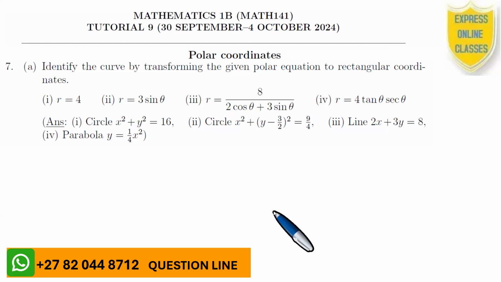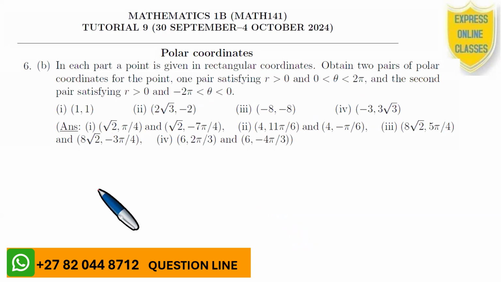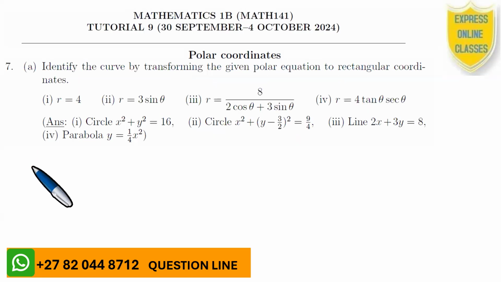In this lesson, we shall focus on mathematics 1B, Math 141 tutorial 9, and we shall be looking at problems that need to be solved pertaining to polar coordinates, conversion of polar coordinates to rectangular coordinates, and we begin as follows. To start with, we are looking at 7A, because we did up to last time the whole of 6B and the other questions that came before. So we are looking right now at 7A.